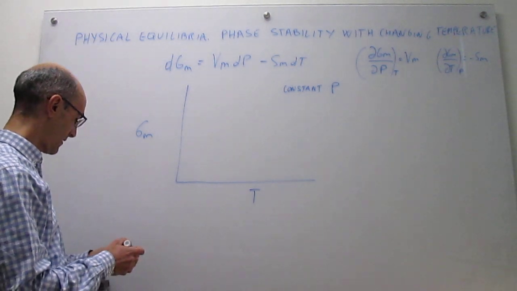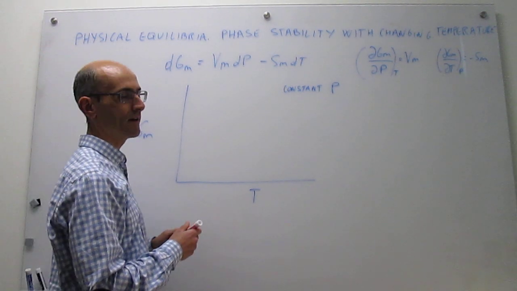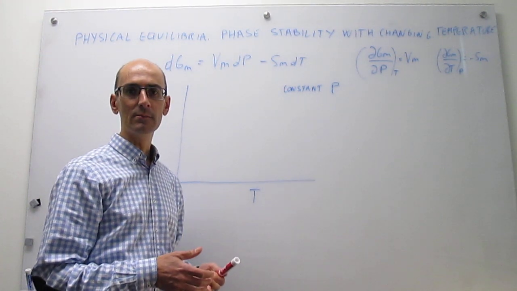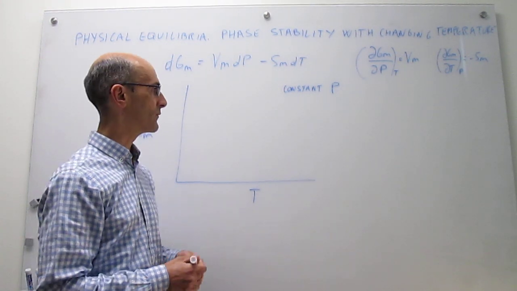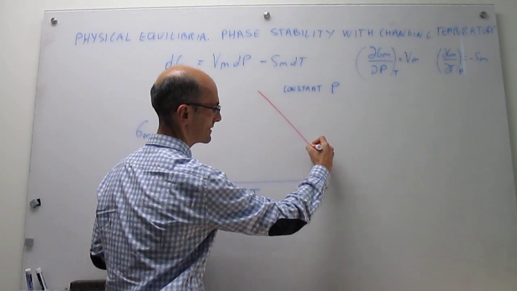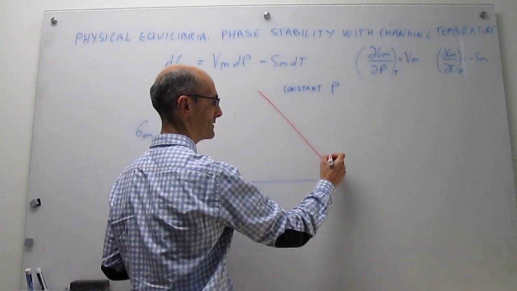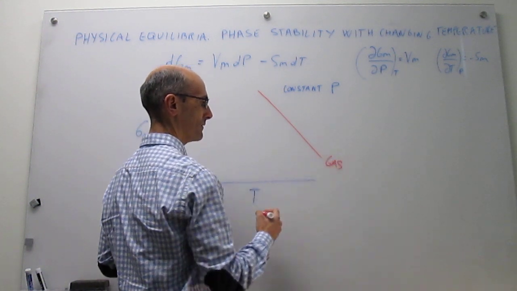I'm going to draw then the lines for the gas, liquid and solid. So the line of the gas is going to have negative slope, and because the molar entropy of the gas is the largest of the 3 phases, then it's going to have the largest slope. Right? So let me draw that as something with a pretty sizable negative slope, and this is the line of the gas.